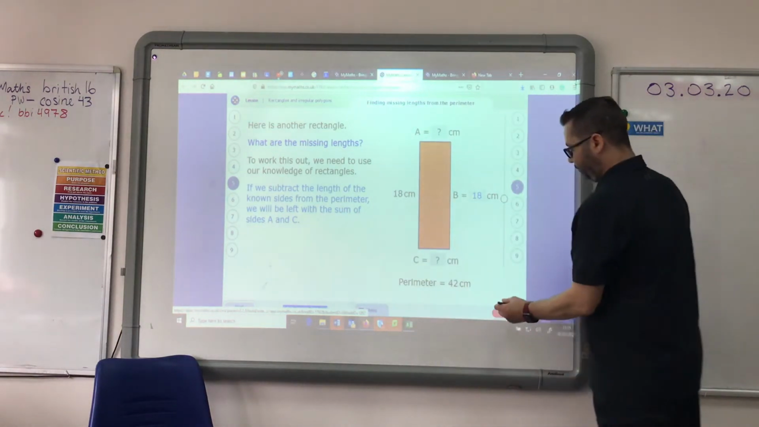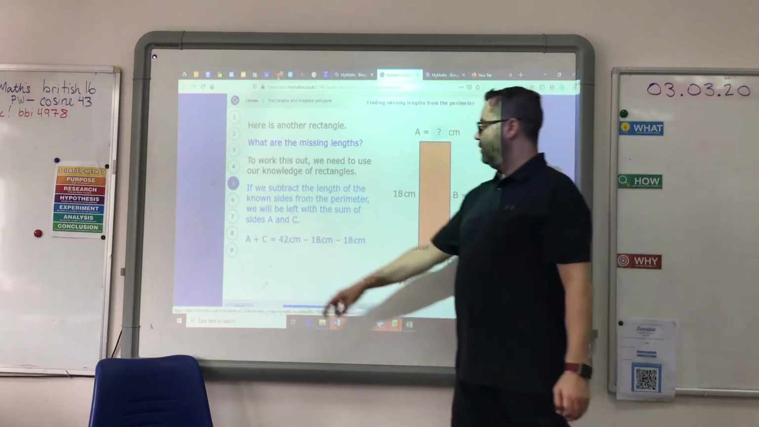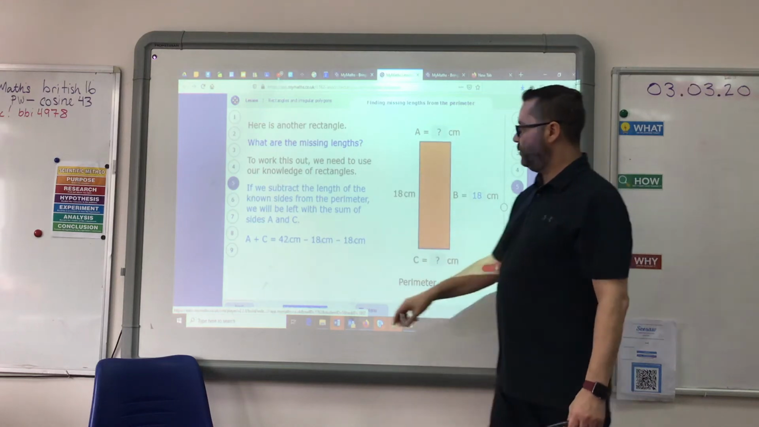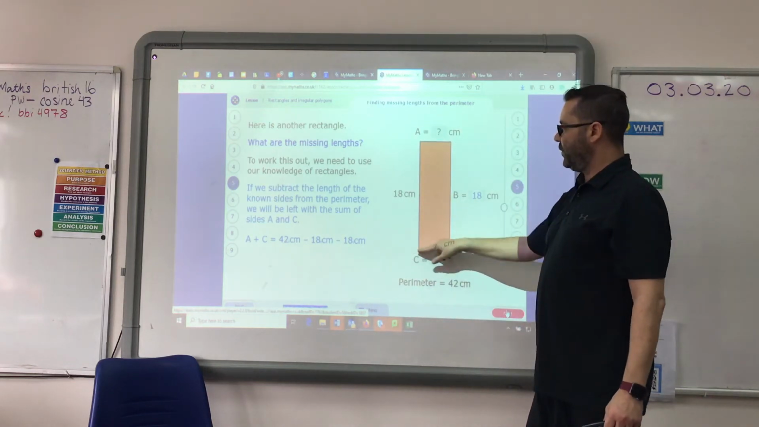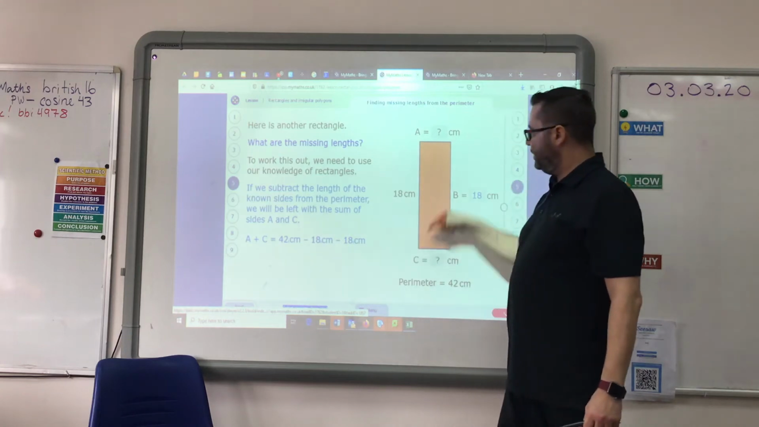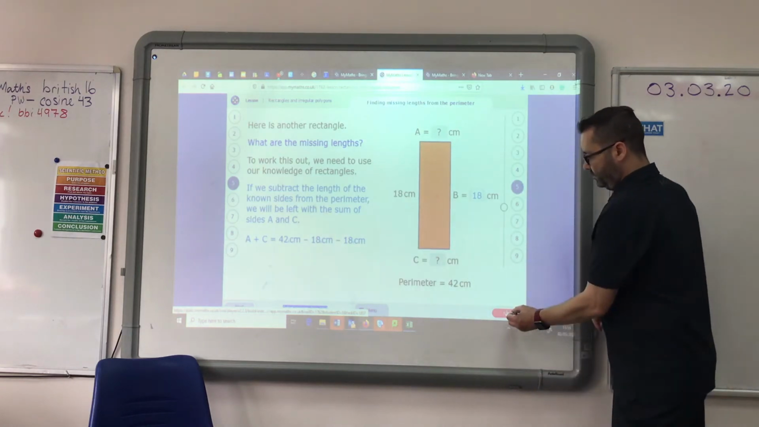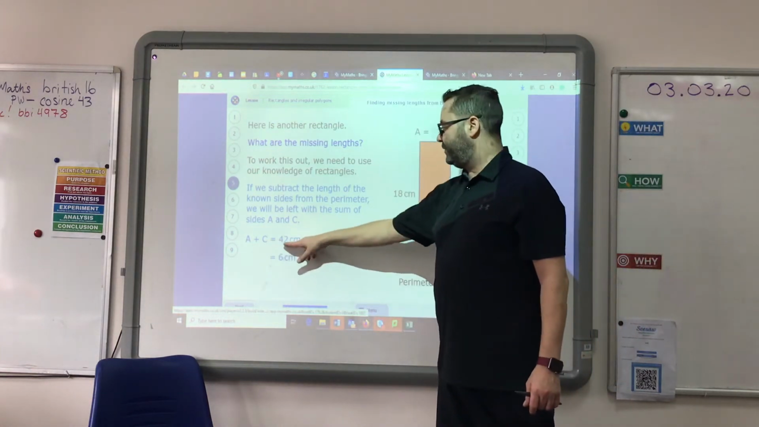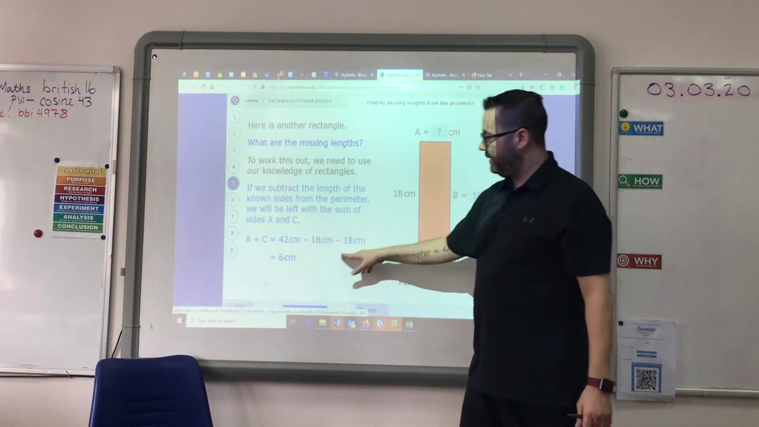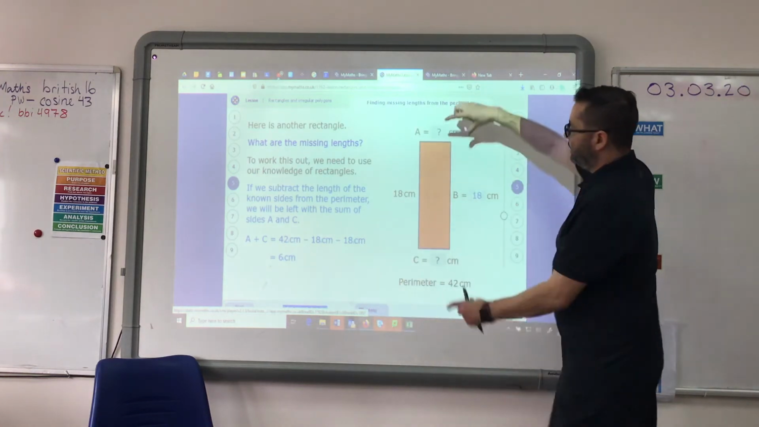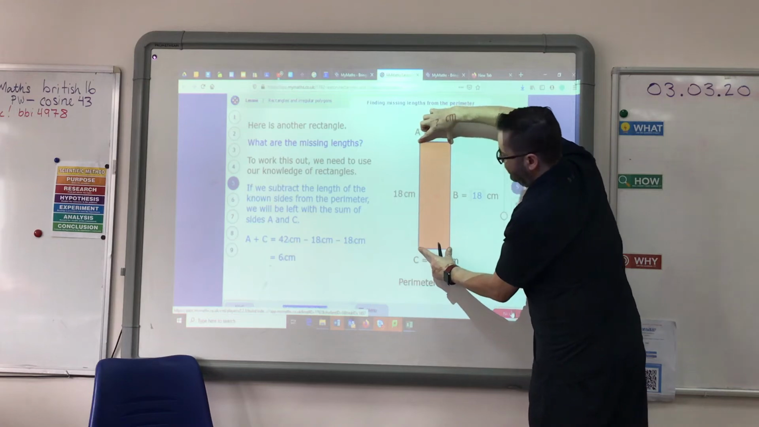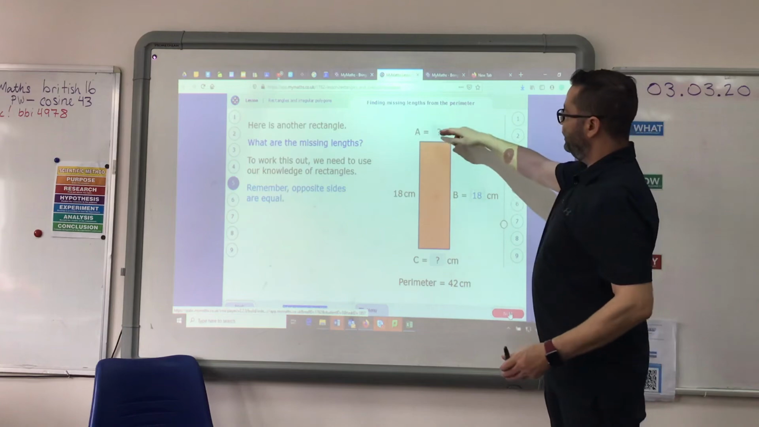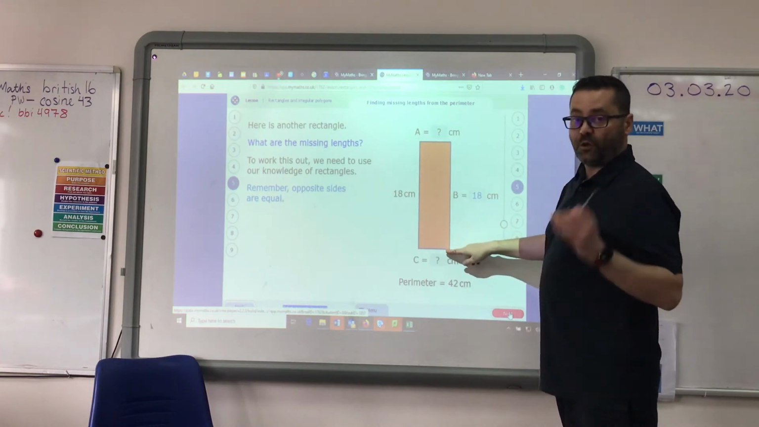So A plus C equals 42 centimeters all the way around, minus 18 centimeters, minus 18 centimeters. So that means 42 minus 18 leaves us with 6 centimeters. That means that the length of these two sides together is 6 centimeters. Now, we remember that this length is the same as this length, and their total together is 6, so what could those lengths be?